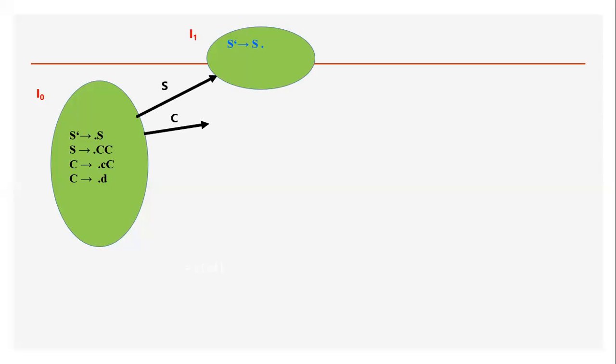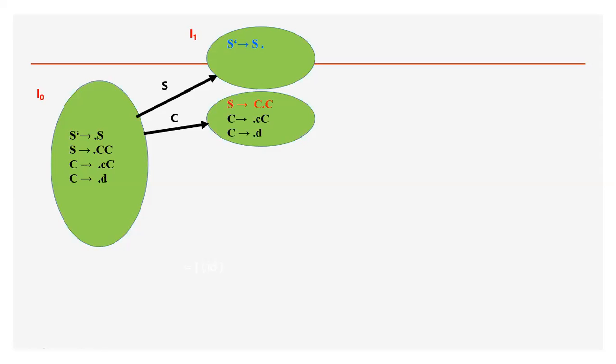That means on C you will move to the next state, that is S derives C dot C. Once again, if you notice, the dot is at the front of C. So you have to include C's production with the dot at the front. So C's productions with the dot at the front, you are making.